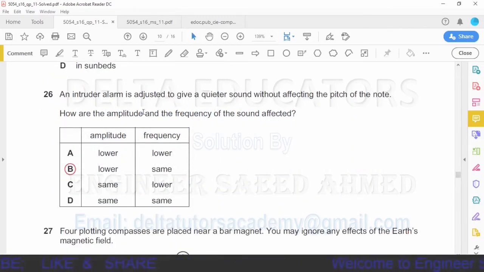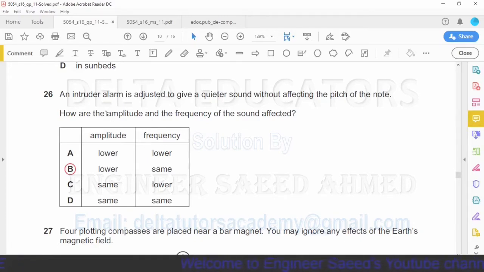Question number 26. An intruder alarm is adjusted to give a quieter sound without affecting the pitch of the note. How are the amplitude and the frequency of the sound affected? Okay, here it is given without affecting the pitch, means pitch is constant, and frequency depends on pitch. So we can say frequency will remain the same, frequency will be constant. Now what about the amplitude? For a louder sound, amplitude will be more, and for a quieter sound, amplitude will be less.